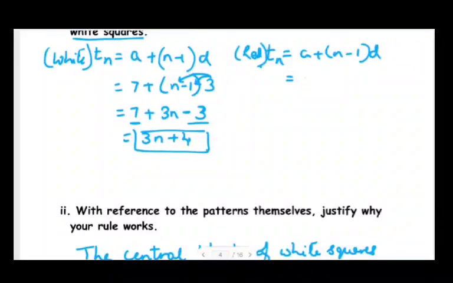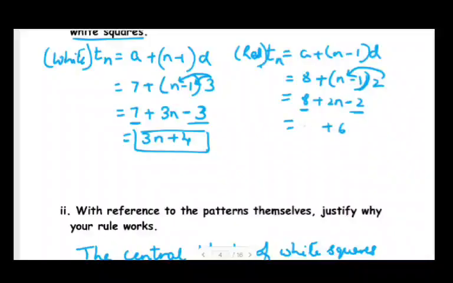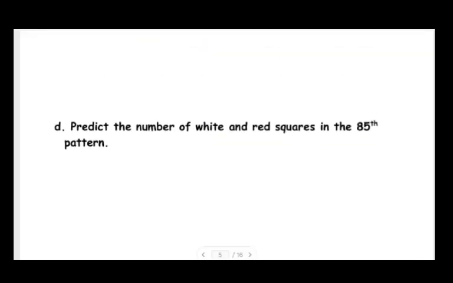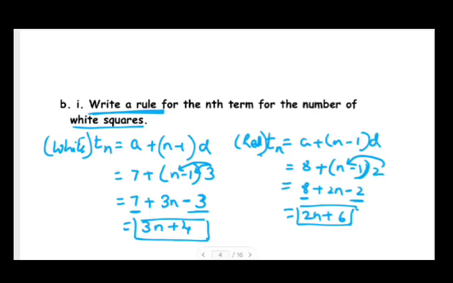So 8 plus (n minus 1), and the difference I remember is 2. So 2 into n gives me 2n, 2 into minus 1 gives me minus 2. So 8 minus 2 gives me a positive 6. So 2n plus 6 is the rule. Now they want us to predict the number of white and red tiles in the 85th position. It can be worked out separately and it can be worked out together as well.